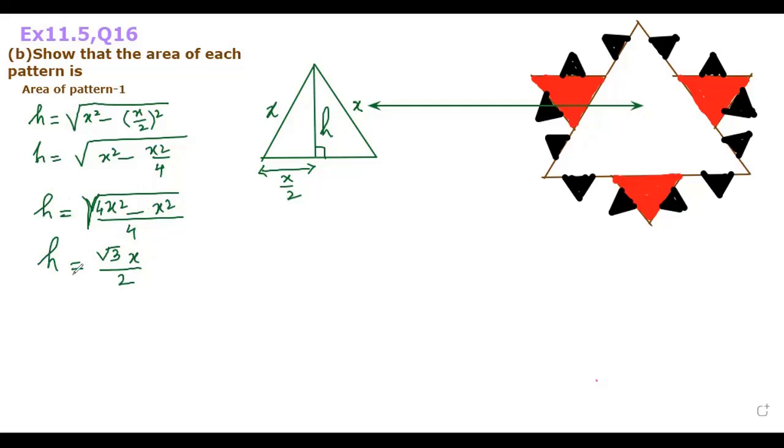Now the area of the triangle, equilateral triangle. Which equilateral triangle? The white one. Area of equilateral triangle will be equal to half into base, base is x, into height, height is this one, root 3 upon 2 x. So area of the triangle, or we can say the pattern 1, is root 3 x square upon 4.